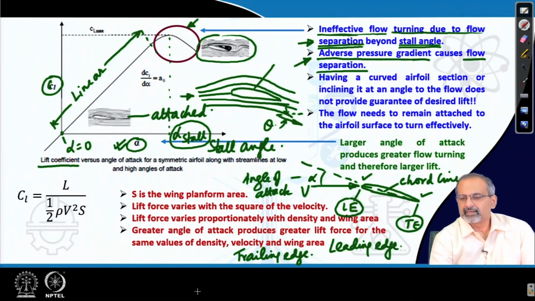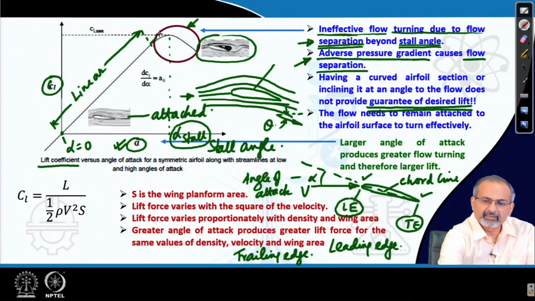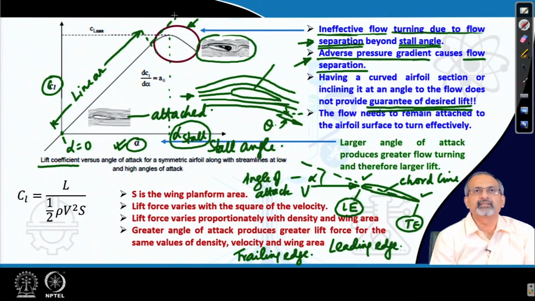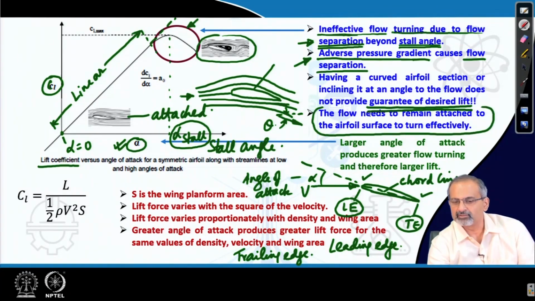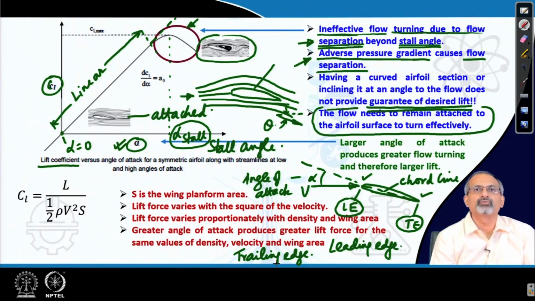So, what we understand is that having a curved airfoil section or inclining it at an angle to the flow does not provide a guarantee of desired lift. You cannot indefinitely increase the lift just by inclining it at larger and larger angles. Neither can you achieve a significant amount of lift by giving enough curvature to the airfoil section itself. None of them will indefinitely keep increasing your lift. There is a point beyond which there will be diminishing returns, more penalties than benefits. So, the necessity is that the flow needs to remain attached to the airfoil surface to turn effectively. There should be no flow separation.